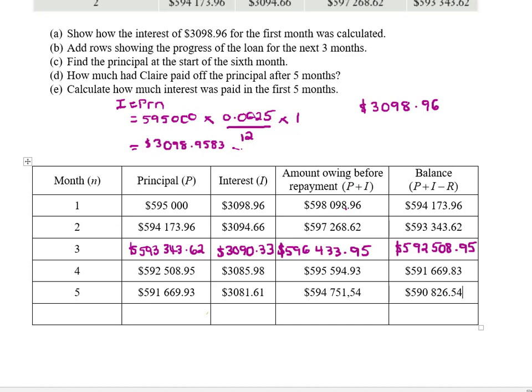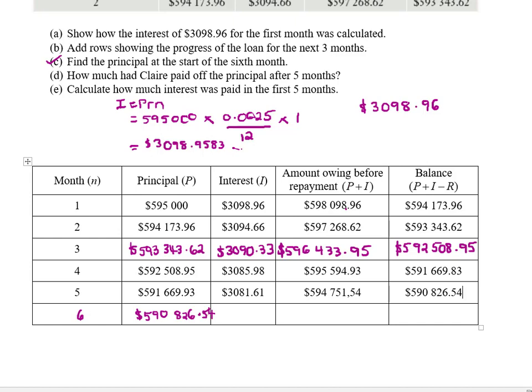So part C now says, find the principal at the start of the 6th month. Well, what it is at the end of the 5th month is the principal at the start of the 6th month. So if I was to put a 6 here, I'd just be writing the $590,826.54. So that is the answer to part C.